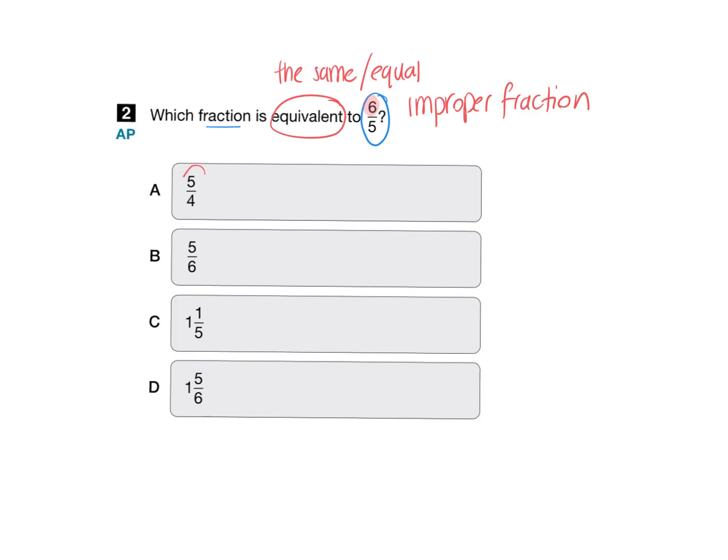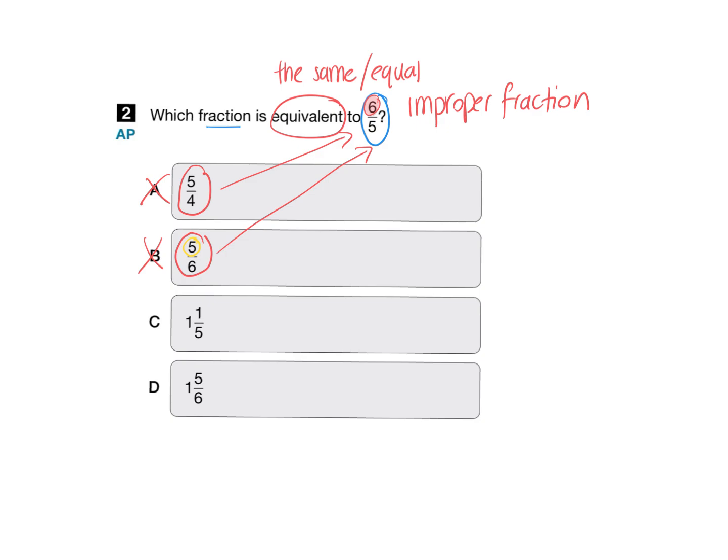Does 5 over 4 represent 6 over 5? Is that the same thing? No. Is 5 over 6 the same as 6 out of 5? No. Why not? Because the numerator is less than the denominator on B. Yeah. And in the question, the numerator is greater than the denominator. Excellent. Okay, what about C? So we know this is wrong. What about C? It says 1 whole and 1/5.